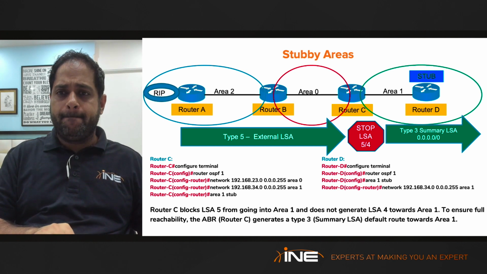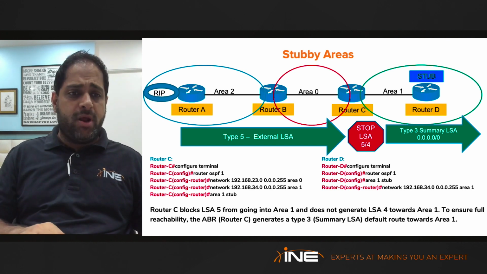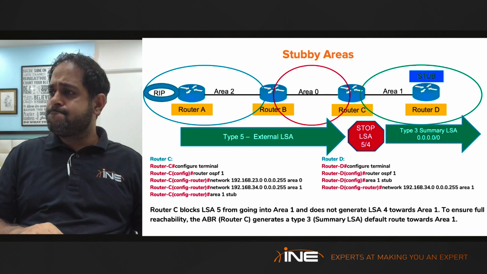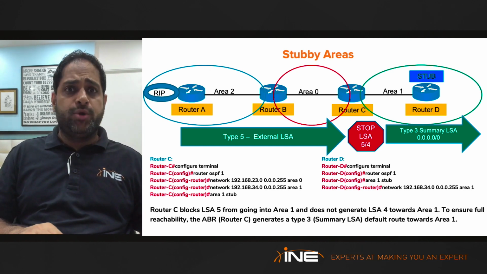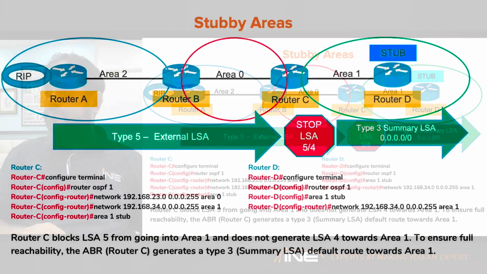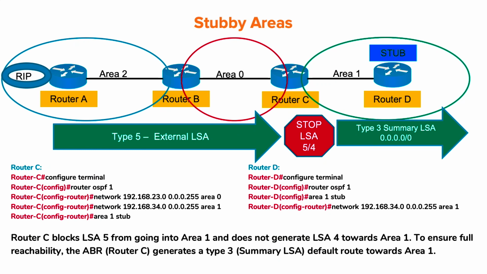So if you look at this diagram here, I have router A, which is basically redistributing the routes from RIP to OSPF. It goes to B unchanged because it's LSA type 5. B sends to C unchanged. Once C gets it, C will block LSA 5 and C will not generate LSA 4.